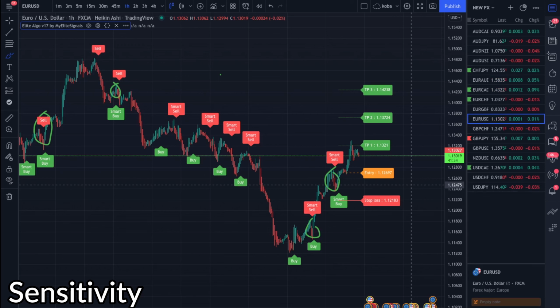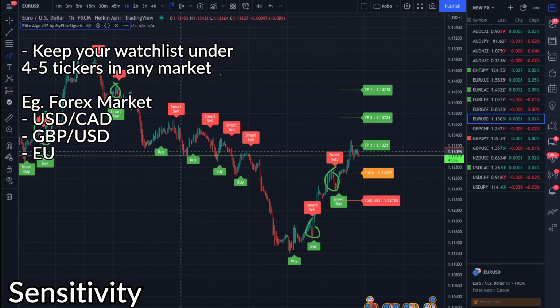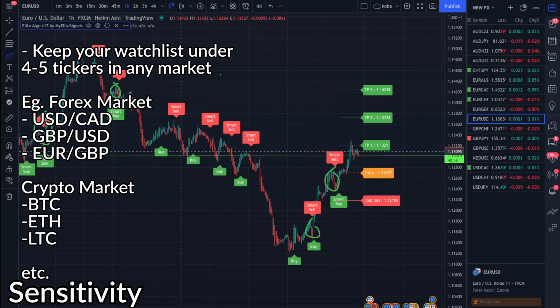Now, as a trader, I would recommend that you always keep your watch list under 4 or 5, especially as a beginner. This will help you get to know the markets a lot better and increase your win rate if you're trading forex, 4 or 5 stocks if you're trading stocks, or 4 or 5 cryptocurrencies if you're trading crypto, guys. This is very important because if you have too many things on your watch list, you're going to have a hard time learning how the market moves.